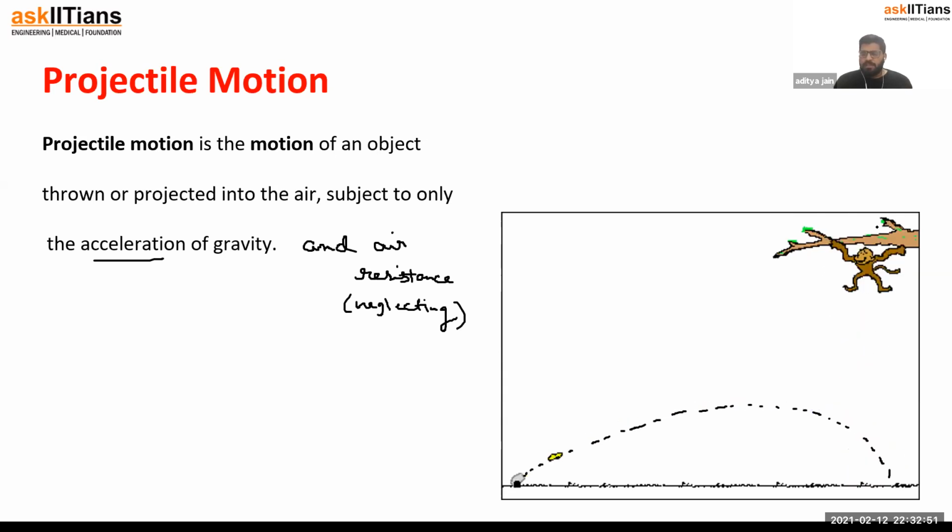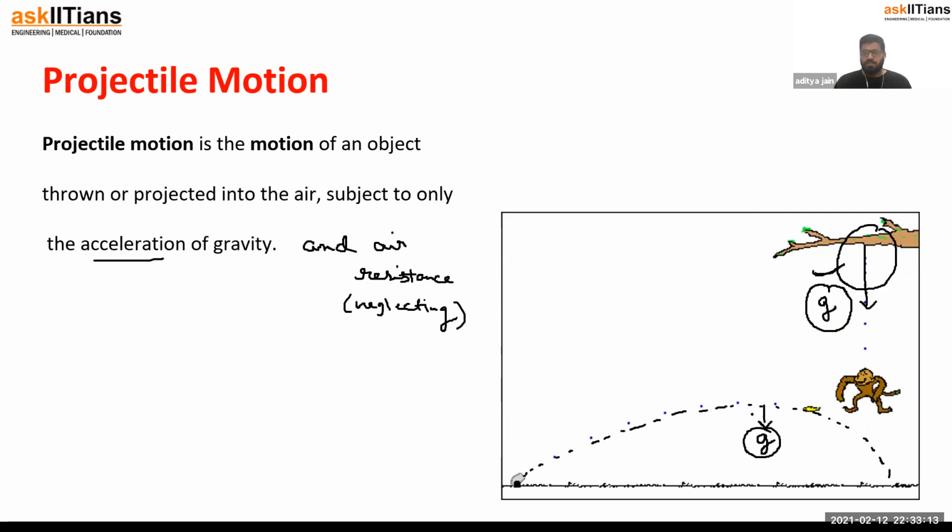And you can see in the second picture, a monkey is falling from the stem or branch of a tree. So this is again an example of projectile motion, because the only acceleration acting on this monkey was acceleration due to gravity, which is given by small g. And in the case of the ball also, the only acceleration acting on the ball is acceleration due to gravity, whose direction is always downward, always towards the ground, or to be more precise, towards the center of the earth. Okay, so I think the basic idea of projectile motion is pretty much clear to you.